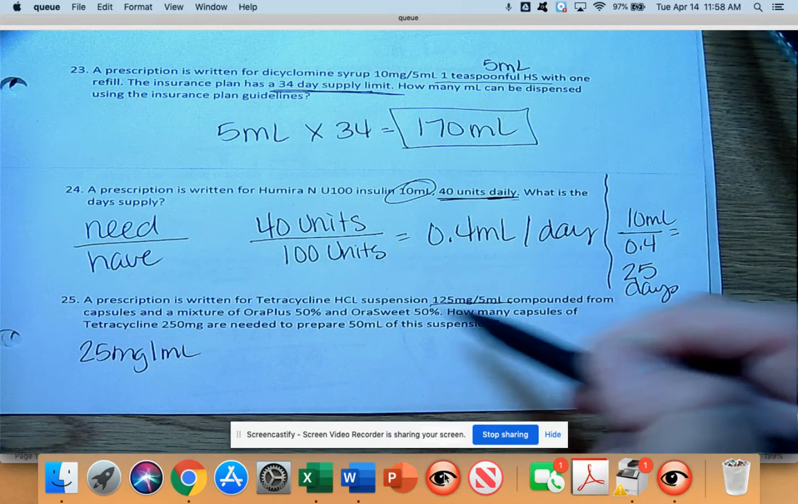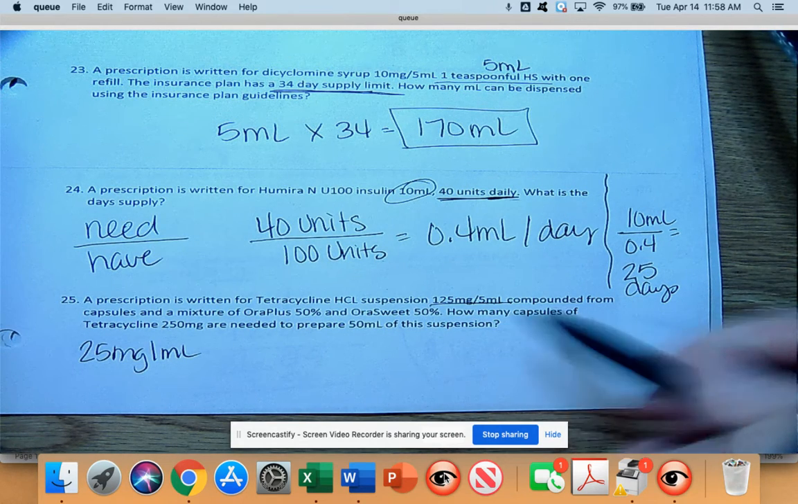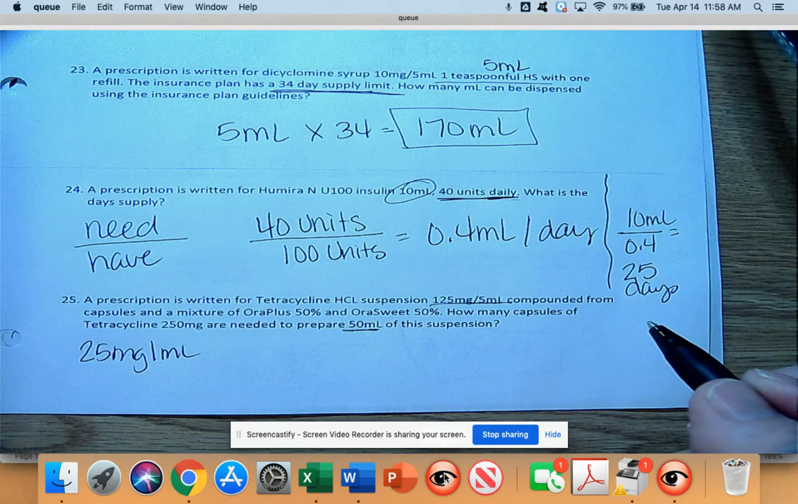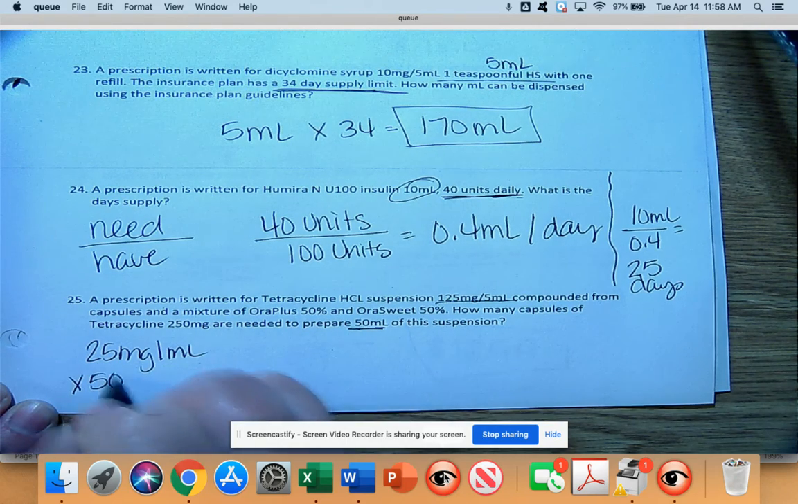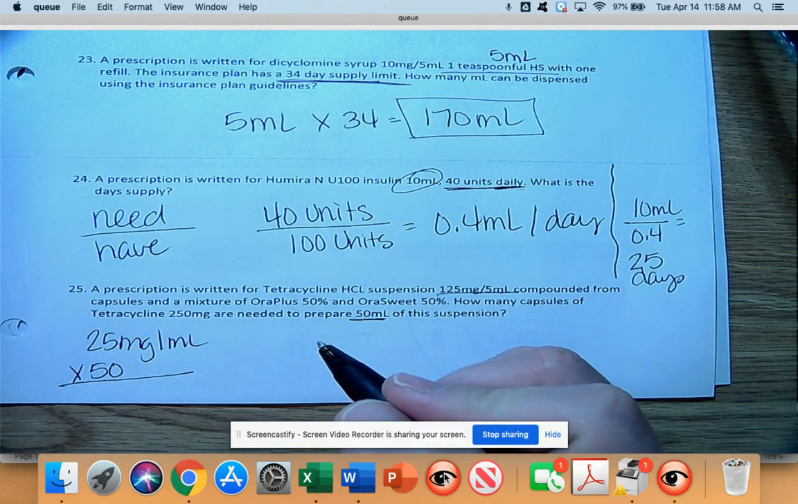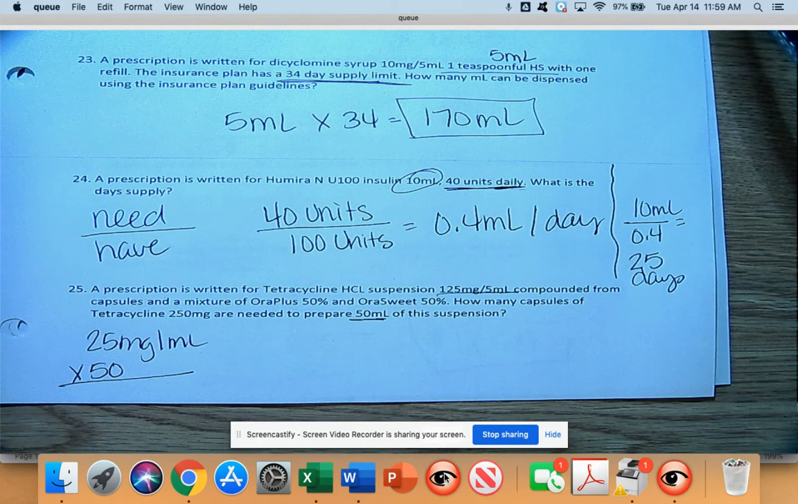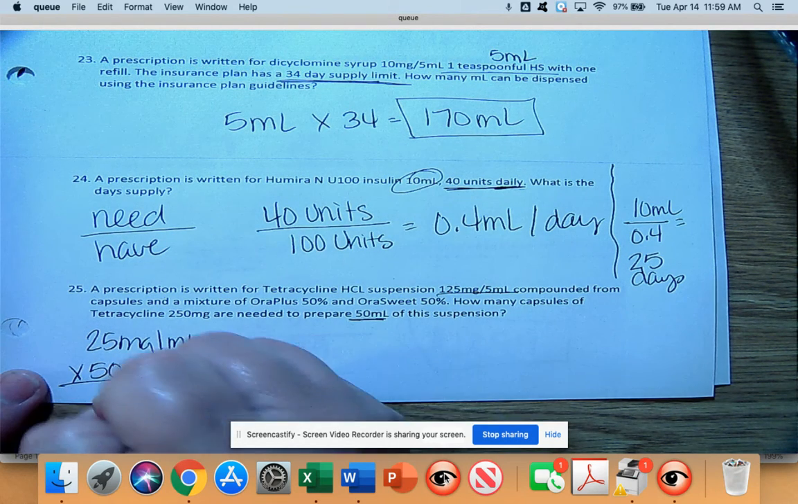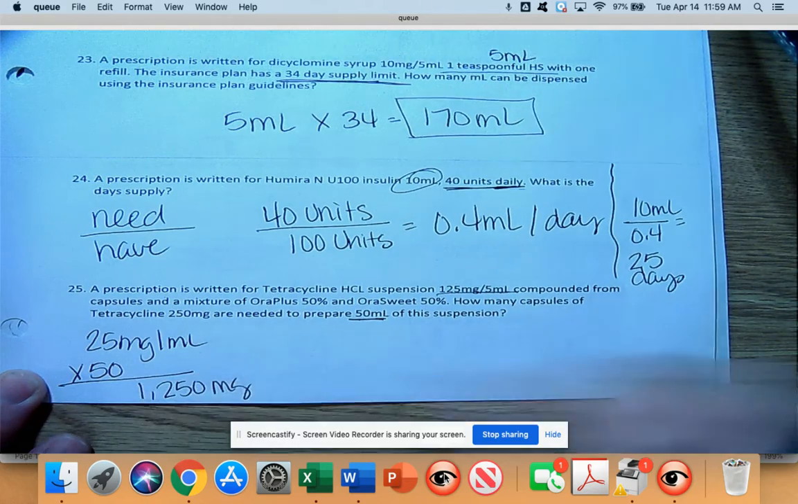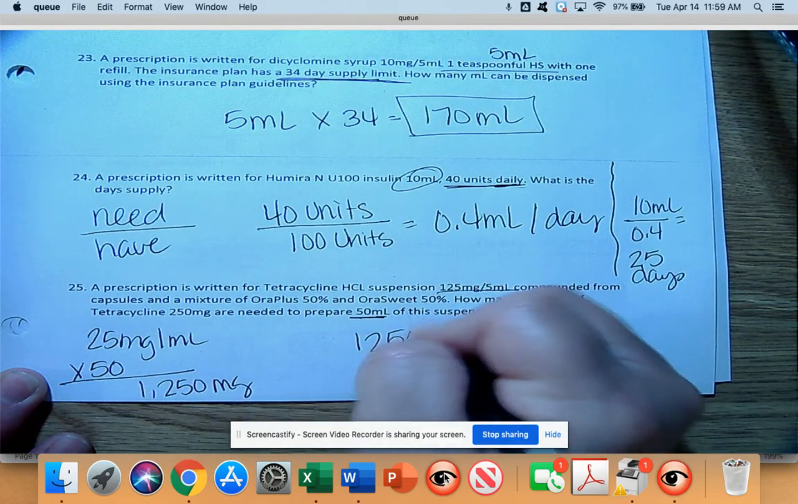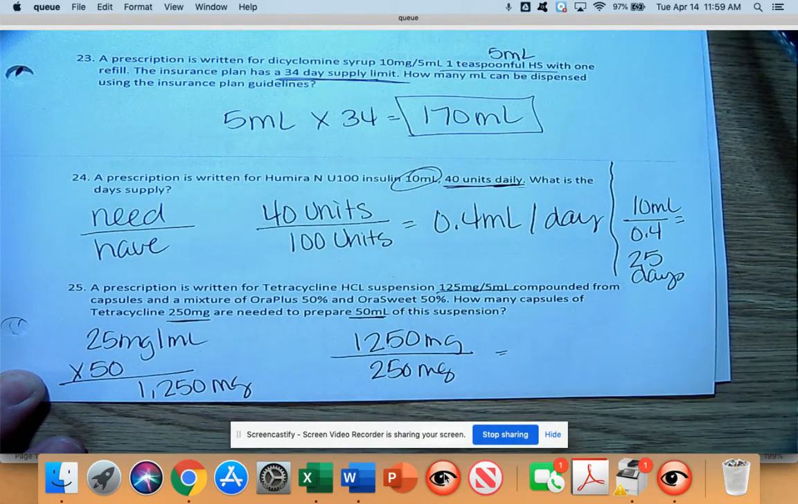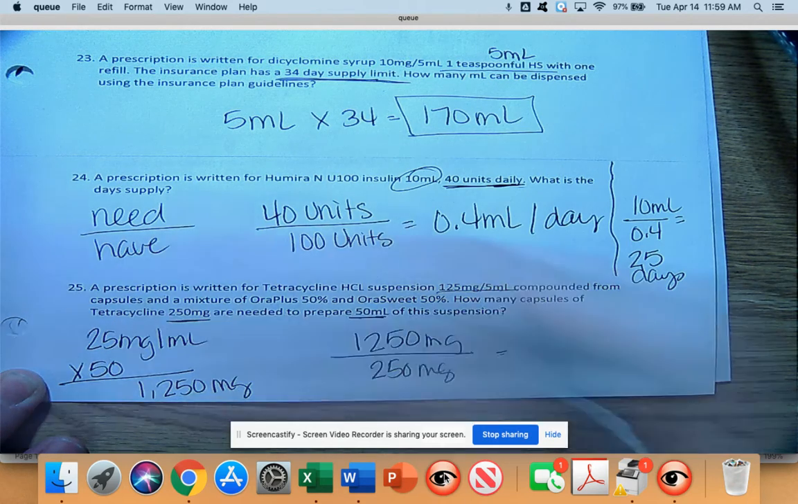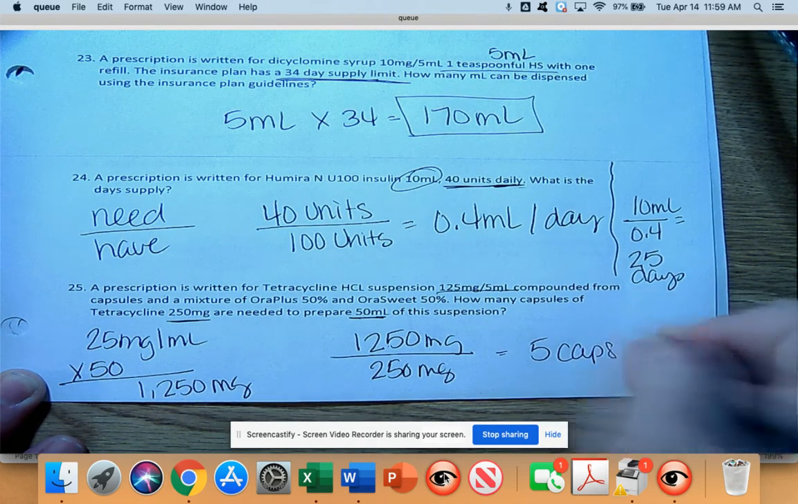How many capsules of tetracycline are needed to prepare 50 mL? So they need 25 milligrams per mL, and they need 50 mL. So let's get our total milligrams here. 25 milligrams per mL times 50 mL gives me a total of 1,250 milligrams. So I need 1,250 milligrams, and I'm going to divide that by my 250 milligram capsules for an answer of 5 capsules. Okay, I'm going to stop here.